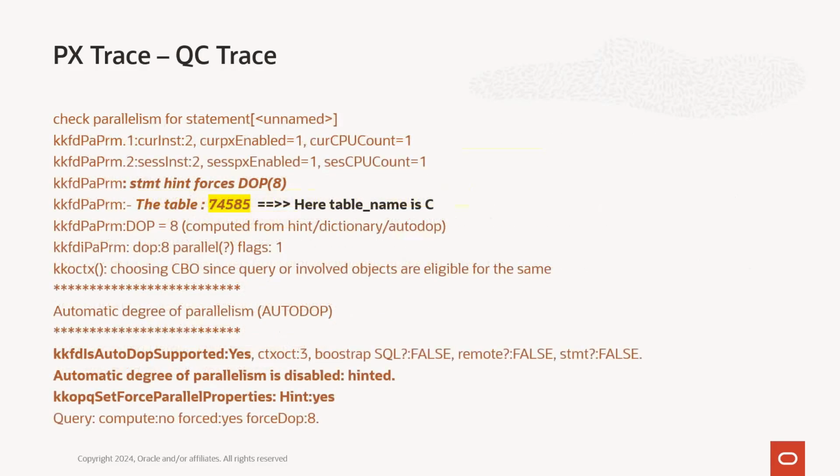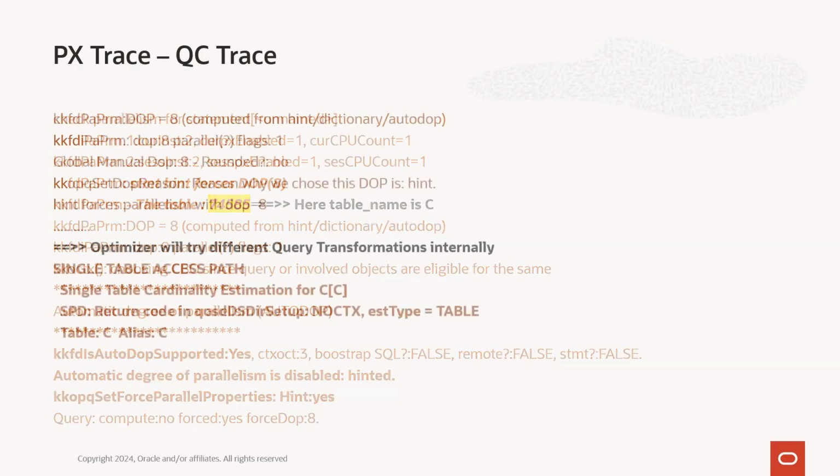Here the same statement hint forces DOP 8. That is the reason it has picked the parallelism 8 for this particular table, which is C. And automatic degree of parallelism is disabled, hinted, because it is showing as hinted. And the force parallelism property is showing as a hint. And the computed is no, and force DOP is 8, because we have forced the query with the DOP 8.